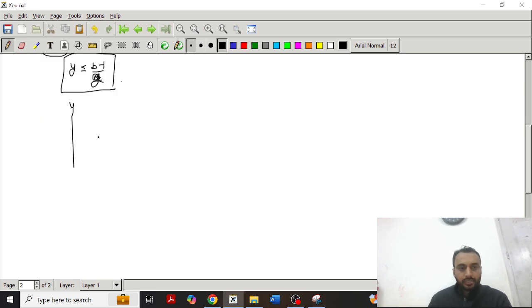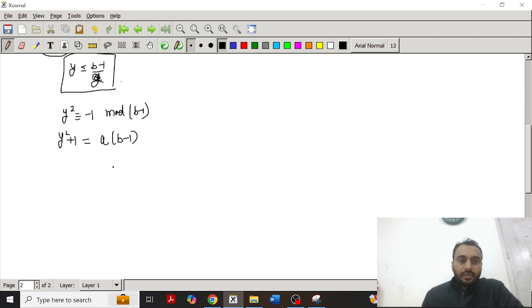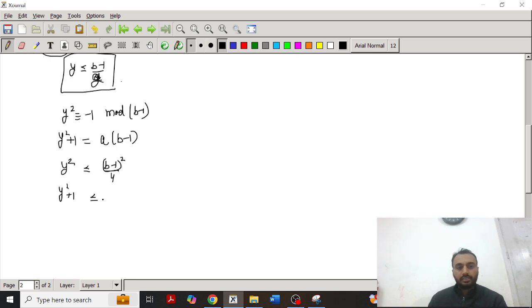and we have y square congruent to minus 1 mod b minus 1, or I can say y square plus 1 is a multiple of b minus 1. Now can we see a condition on a? Because y is less than or equal to b minus 1 by 2, then where is y square? Y square is less than or equal to (b minus 1) square by 4. So y square plus 1 is less than or equal to (b minus 1) square by 4 plus 1.